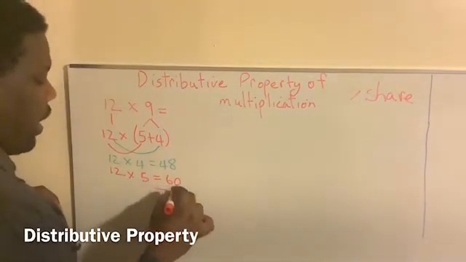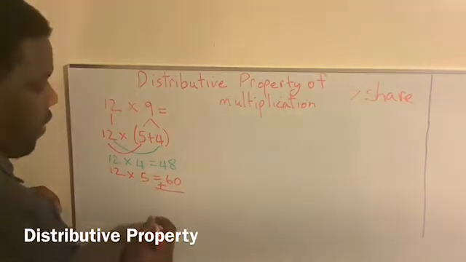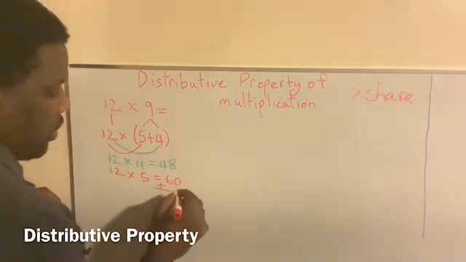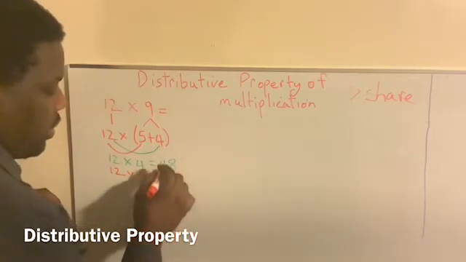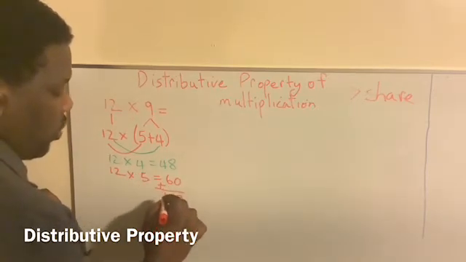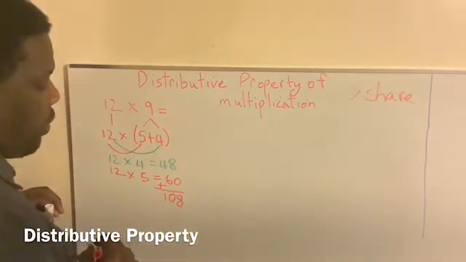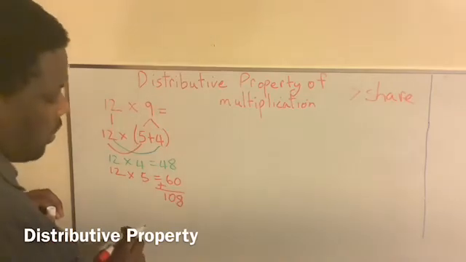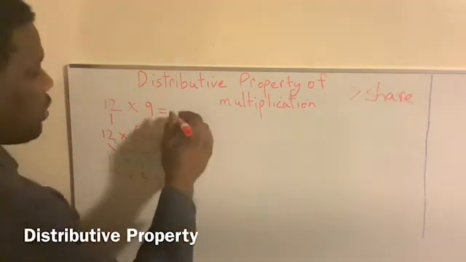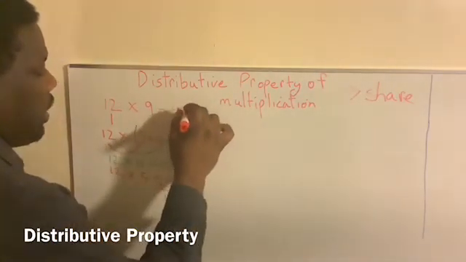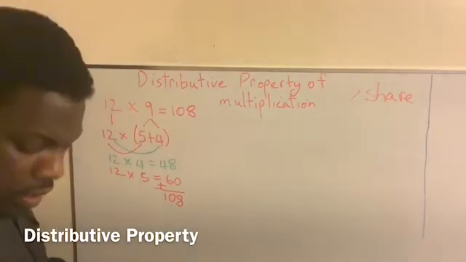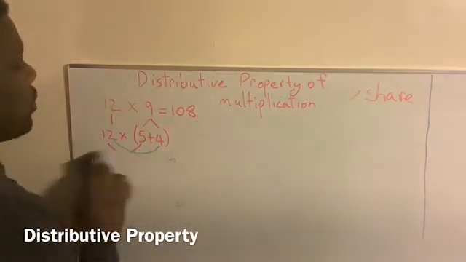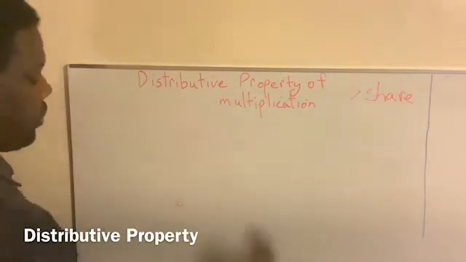And again, if we add our both factors, 8, 6, and 4 is 10. So 48 plus 60 is giving us 108. So 12 times 9 is 108. We get the same answer. Let's try one more example with even greater numbers.